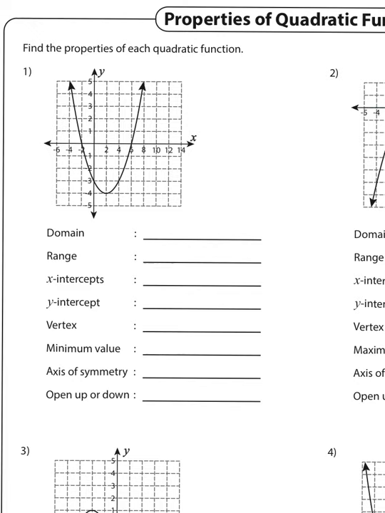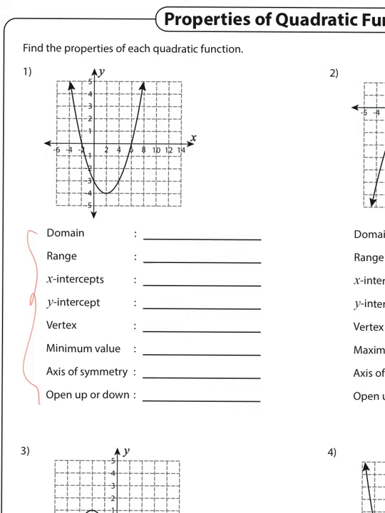Hi guys, so this is going to be your activity for the day, okay? What you're going to be doing is listing the following, okay? You're going to be listing all of the different domain, range, x and y intercepts, vertex, minimum value, axis of symmetry, and then deciding whether the parabola is up or down, okay?